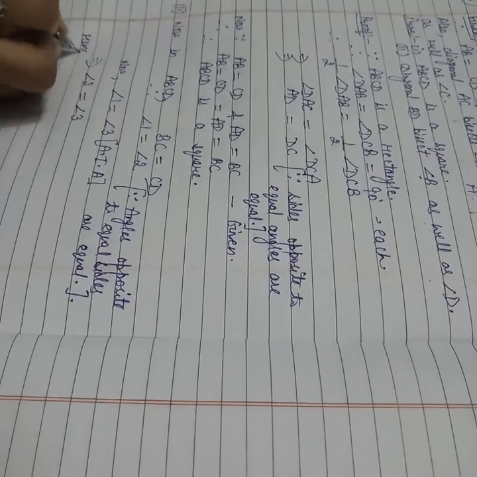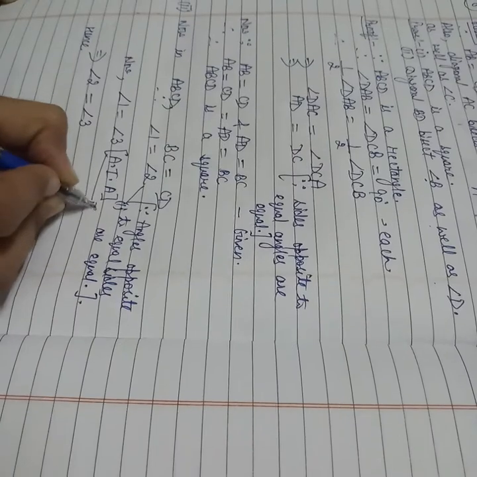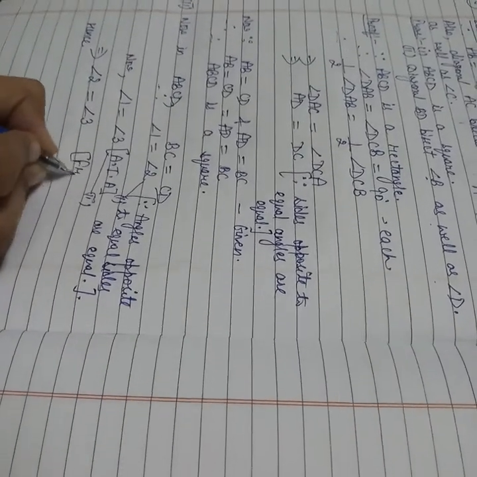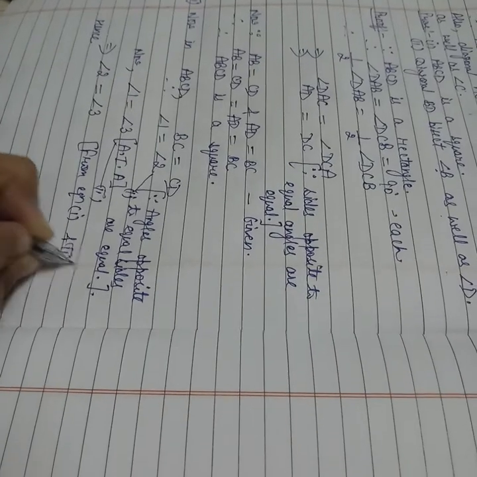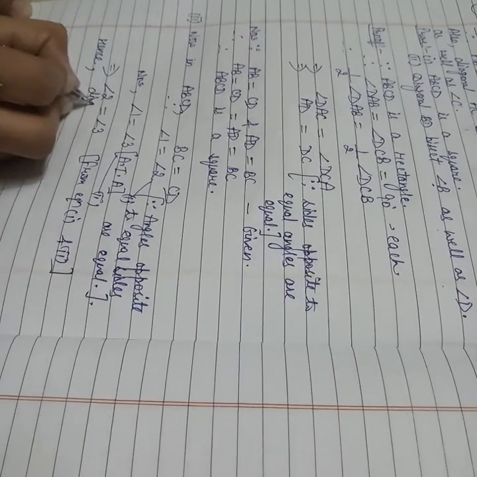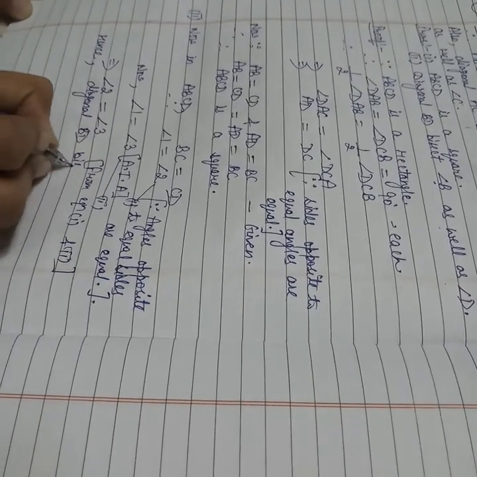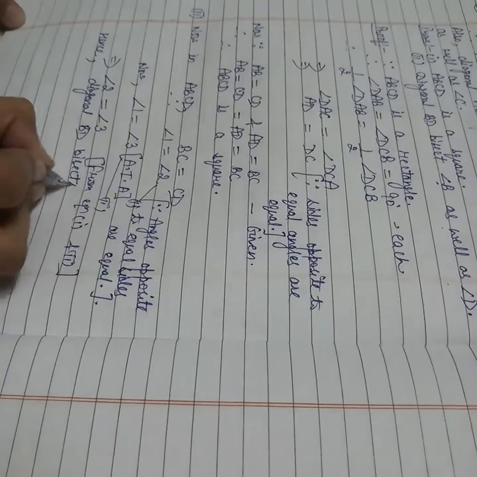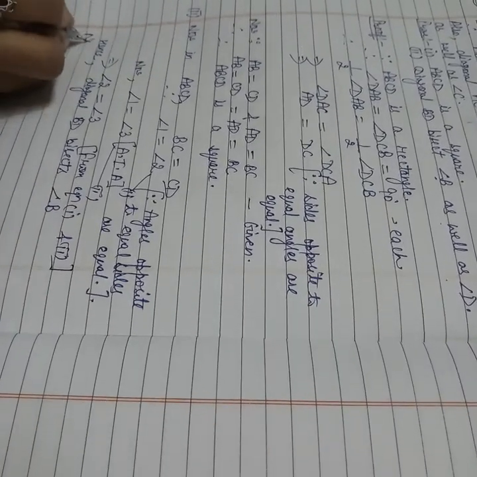Hence, let this is equation first, this is equation second. From equation first and second, hence diagonal BD bisects angle B.